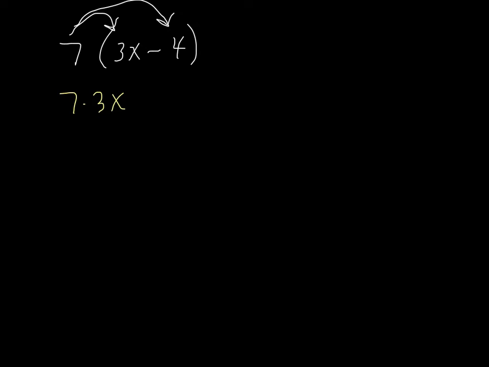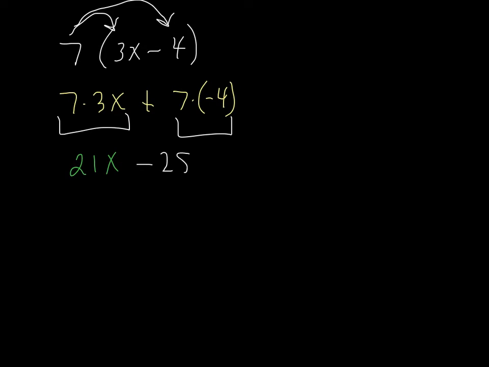And the next thing I need to pay attention to is I'm going to add that to 7 times negative 4. Okay. When I evaluate the 7 times 3x, I'm going to get 21x. And when I evaluate the 7 times negative 4, that's a positive 7 times a negative 4, it's going to be negative 28. And that's our final answer. Slightly different from our last answer.